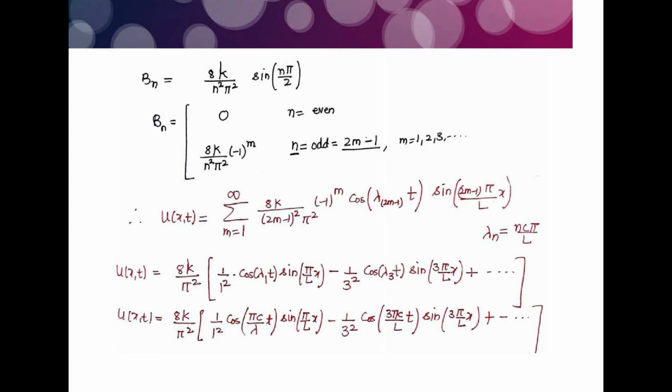Let n be 2m minus 1, where m takes values 1, 2, 3 and so on. So Bn is given by 8k upon n square pi square times minus 1 raised to power m plus 1. Now just put the value of Bn in equation number 1. We get the formula for the deflection of the string. You can leave your solution here also, or you can simplify it further for n equal to 1, 2 and so on.